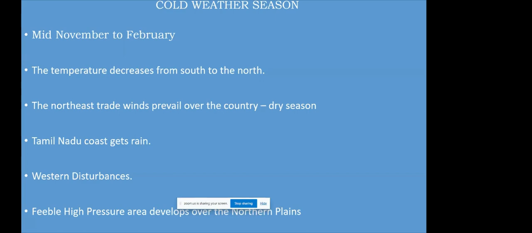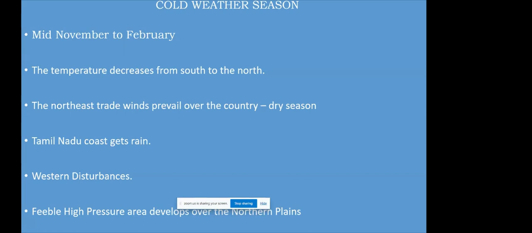A feeble high pressure area develops over northern plains. Feeble means not that strong. Weak. A weak high pressure area develops over the northern plains. Can you tell me why? In these areas, a high pressure area develops. Why? When does pressure become high?